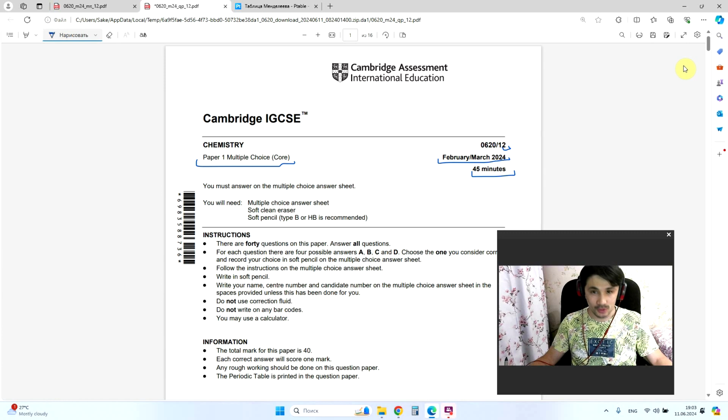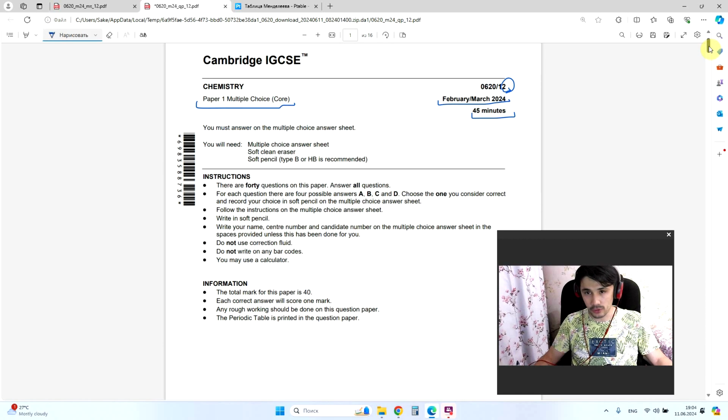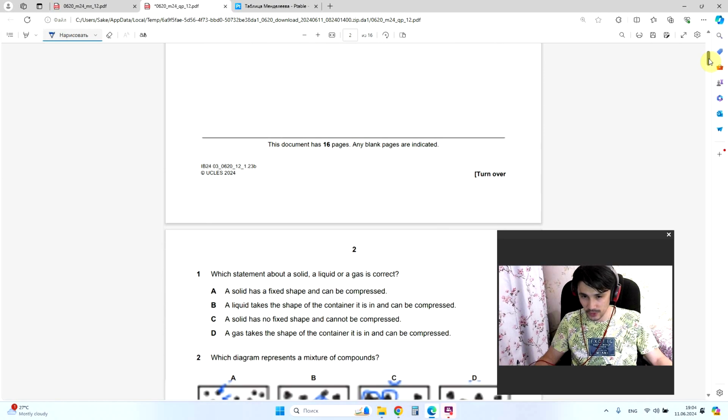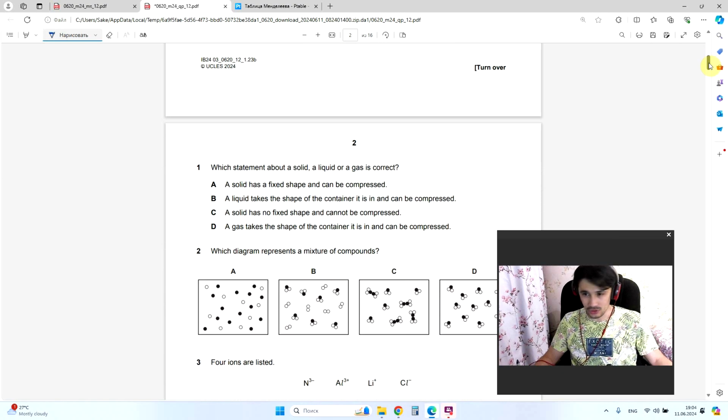I'm gonna solve some exam style questions with you, for you, and I'll begin with Cambridge IGCSE level, Paper 1, component number 2 of the last existing paper now. So it's February-March 2024. Usually students have 45 minutes for 40 questions, and it's about 1 minute 10 seconds for each question. So it's just weighted time.